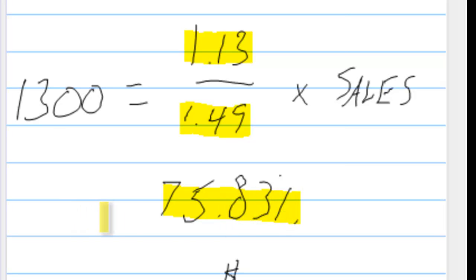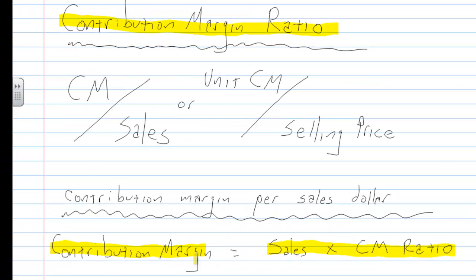If we go back one step and we look at the formula we had on the last page, the contribution margin equals sales times contribution margin ratio. Well, we know what the contribution margin ratio is, and we know what our selling price is, so we should be able to calculate the unit contribution margin.